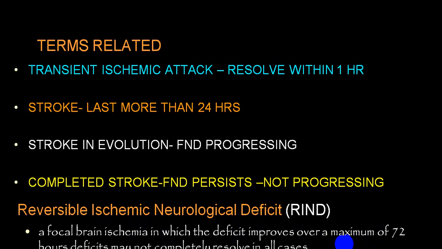Two classical examples: reversible cerebral vasoconstriction syndrome and posterior reversible encephalopathy syndrome. Two conditions: RCVS and PRES.